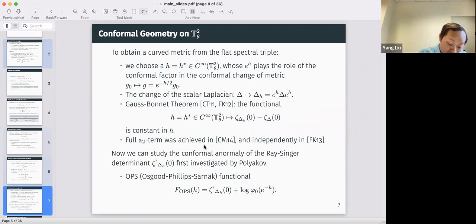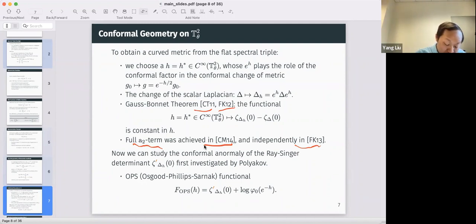So when you look at the Gauss-Bonnet theorem, it was first achieved by Connes and Tretkoff, and extended by Fathizadeh and Khalkhali. For the Gauss-Bonnet theorem, it only concerns the integration of the scalar curvature function. Later, Connes and Moscovici finished the computation for the full a2 term. So now we have the full information of the scalar curvature, and the computation was independently carried out and confirmed also by Fathizadeh and Khalkhali.